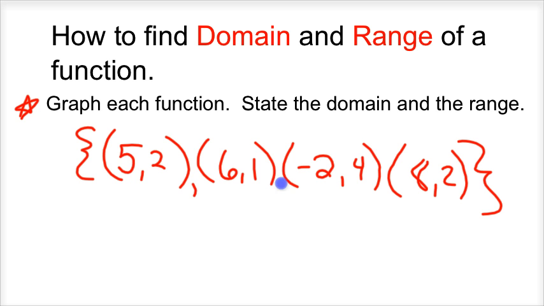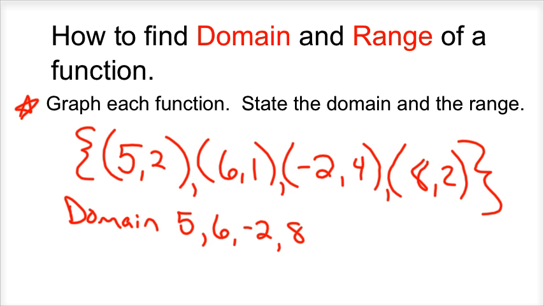Well, then that's pretty simple. My domain in this case would be the 5, the 6, the -2, and the 8. And my range would be 2, 1, and 4. You wouldn't have to list that 2 again over here. So that would be your domain and range. Not too difficult. But what if it listed it as an equation?